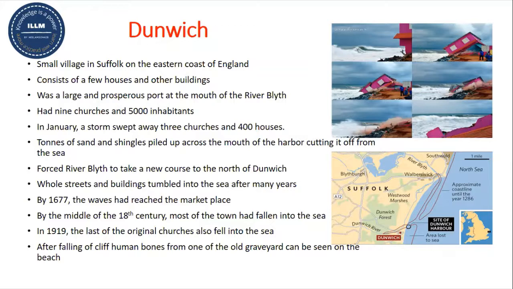Whole streets and buildings were destroyed into the sea after many years. By 1677, the waves had reached the marketplace, meaning the middle of the city, and by the middle of the 18th century, most of the town had fallen into the sea. In 1919, the last of the original churches also fell into the sea. After falling off the cliff, human bones from one of the old graveyards can be seen on the beach, and in this way this whole town has been destroyed.